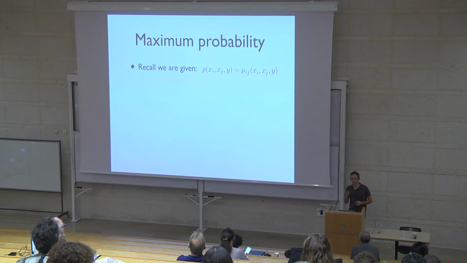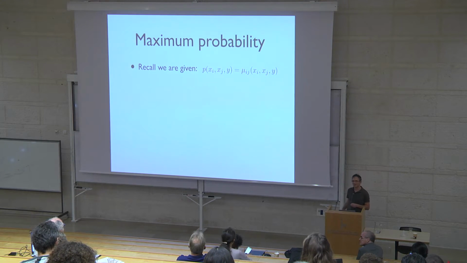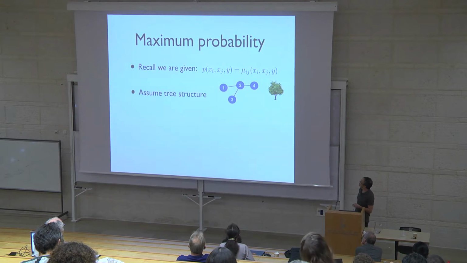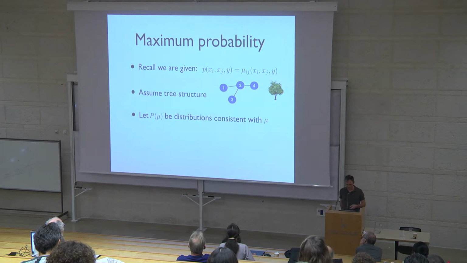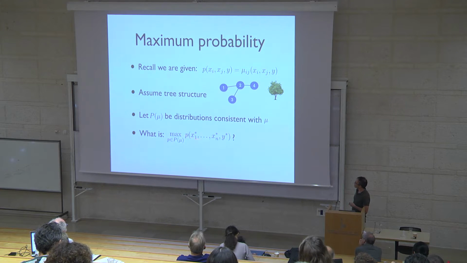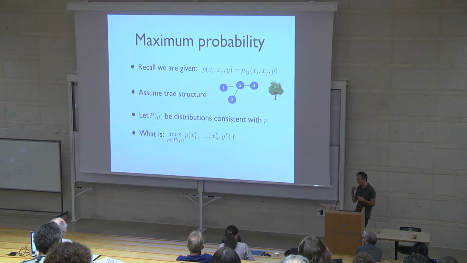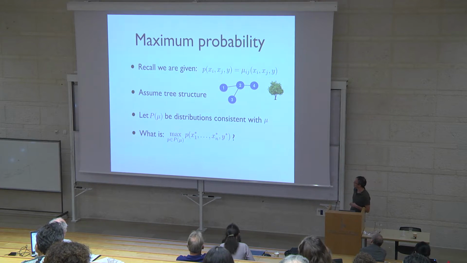All right. So here's the result for maximum probability. I'll give the maximum, the minimum, and the conditional. So, maximum joint probability. We have these pairwise marginals. We assume that they conform to some tree structure. We denote by P of mu the set of distributions that are consistent with mu, and we ask, for a given x1 to xn star and y star, what's the maximum probability for this assignment? Under all distributions that are consistent with our marginals, what's the maximum probability this event might happen? It's like saying, in the most optimistic world for this assignment to the variables, what's their maximum probability?